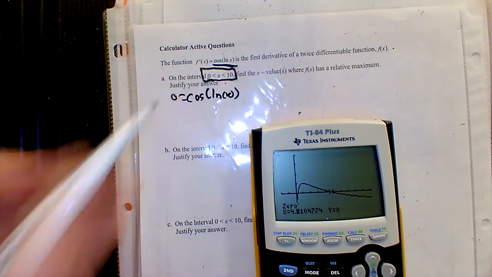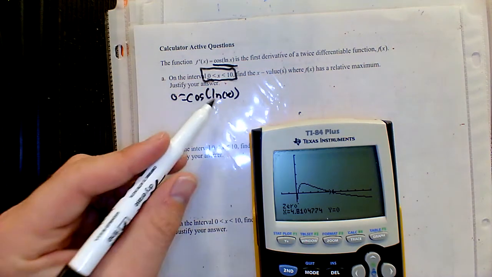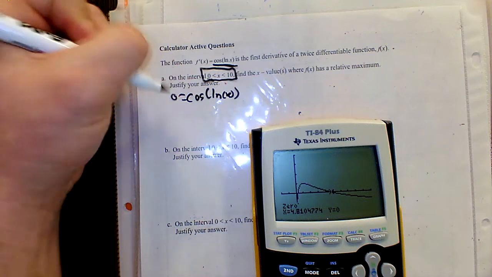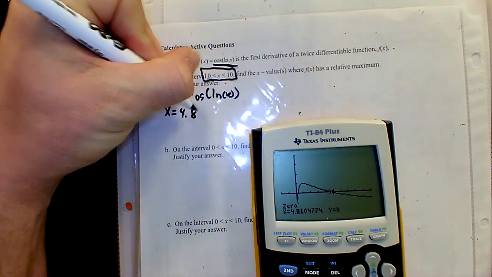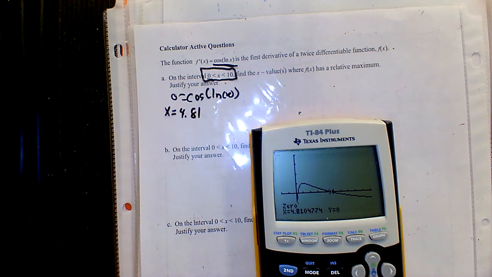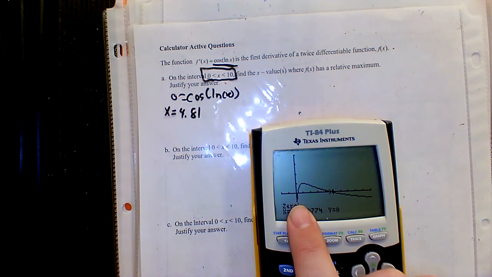So in terms of this problem, when cosine ln of x is equal to 0, one of our x values is 4.81. And we used the calculator to help us find that. But we said, I think Daniel mentioned that it looks like there's one really close to the y-axis here.